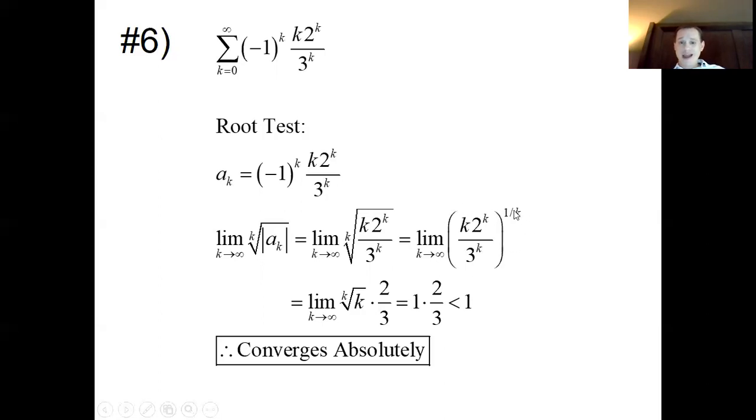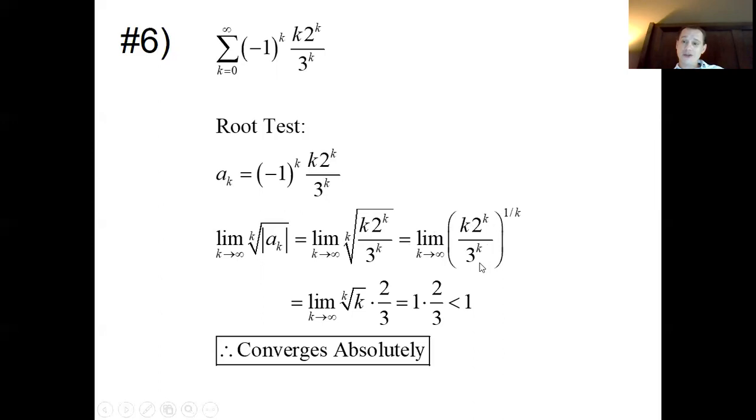This term right here, I can apply this 1 over k. I can distribute it to the exponents inside of here. Now, to the k, I'd have k to the 1 over k, which is basically the kth root of k. We'll come back to that in a minute. The 2 to the k, the kth root of it just turns into 2.